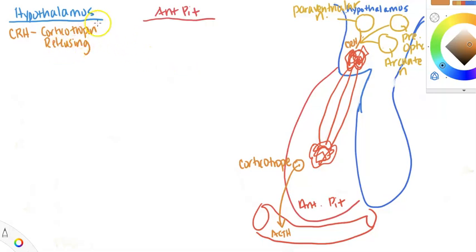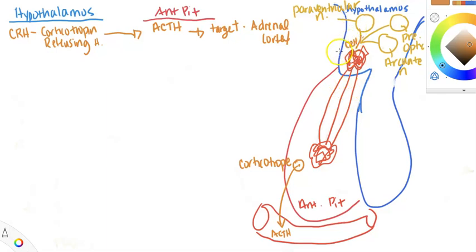So CRH, corticotropin releasing hormone, causes the release of ACTH from the anterior pituitary. ACTH will target the adrenal cortex. So the adrenal cortex makes glucocorticoids, mineralocorticoids, and androgens, but we'll get that when we talk about the adrenal glands. So it targets the adrenal cortex for adrenal hormones.